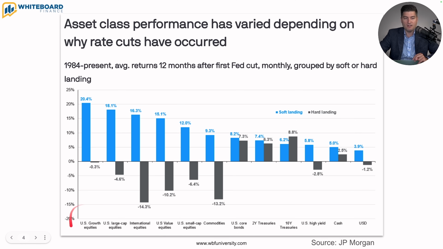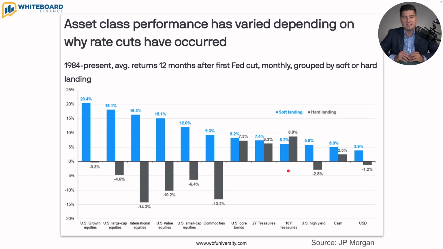So you can see here U.S. growth equities, basically stocks, U.S. large cap equities, stocks, international stocks, U.S. value, U.S. small cap, and then right in the middle here we have commodities, and then U.S. core bonds, 2-year treasuries, 10-year treasuries, U.S. high yield, cash, and then the dollar. So you can see here, whenever it's a soft landing, most of these risk-on assets tend to do well. Actually, most of these assets tend to do well. But when you look at a hard landing, that's kind of a different story.